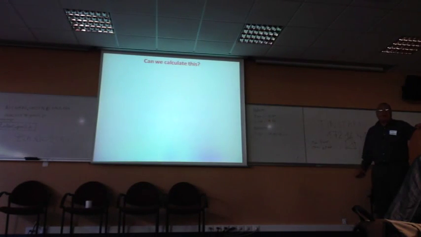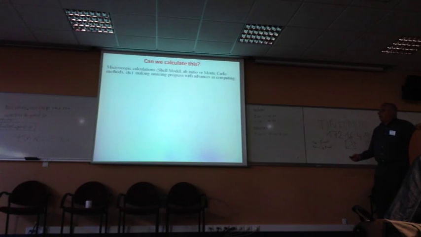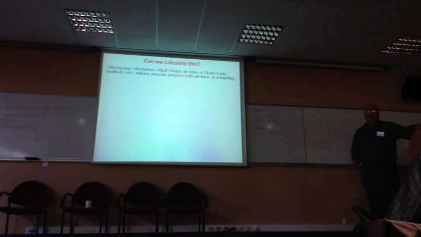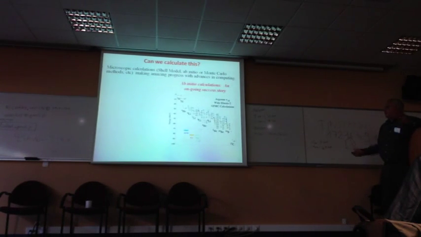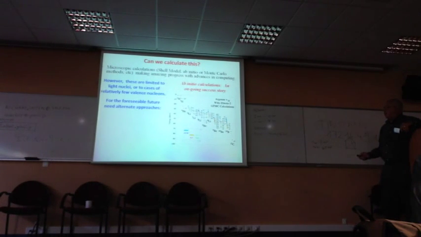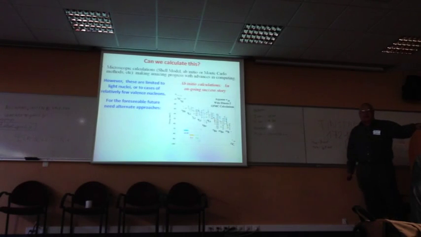Okay, so how can we calculate this? Well, there are lots of microscopic techniques: shell model, ab initio calculations, Monte Carlo methods, all sorts of things that are making amazing progress in recent years. It's really been a tremendous success, and I just picked up one that I happen to have. These are some calculations using a potential developed at Argonne. This is really an amazing amount of progress. However, you notice it only goes up to carbon 12. And so, for the foreseeable future, it's limited to pretty light nuclei.